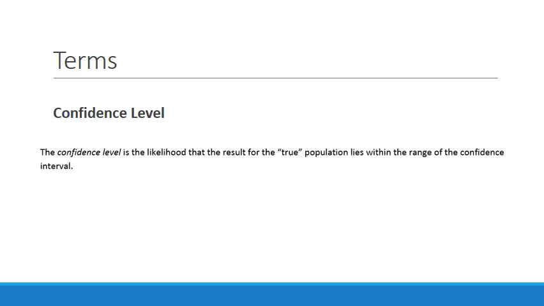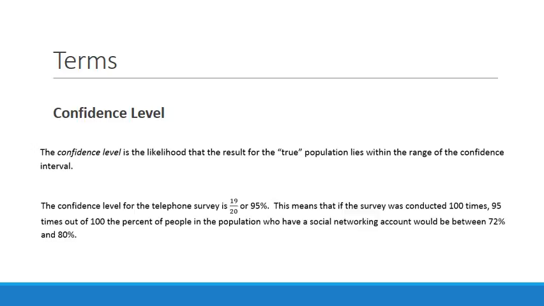A confidence level. A confidence level is the likelihood that the result for the true population lies within the range. So it's just how confident you are. Basically, how much money you'd bet on this, right? If you're very confident, you'd bet a lot of money. If you weren't, you would not bet a lot of money. The confidence level for this telephone survey is 19 out of 20 or 95%. This means, first of all, they're super confident that this answer is right. Based on what they've done, they feel very confident.